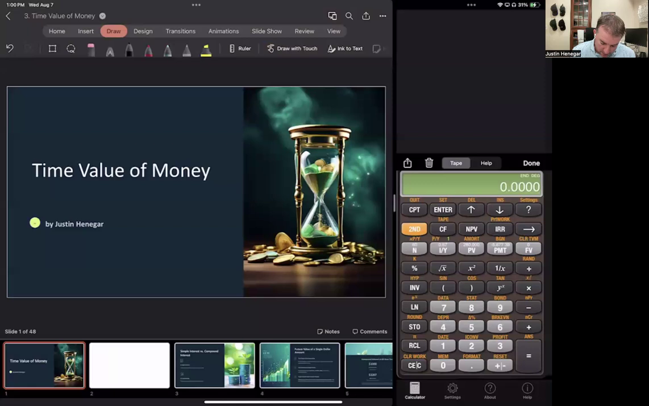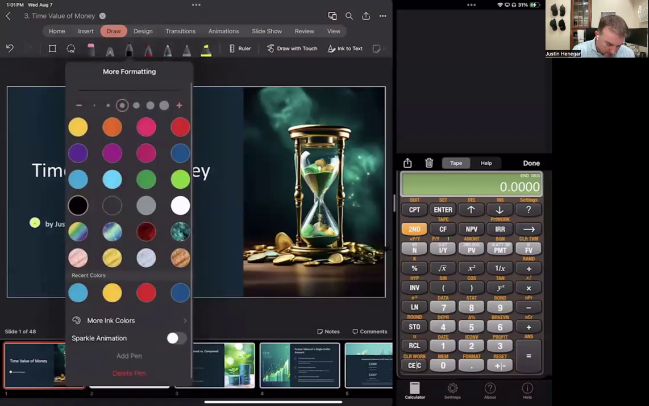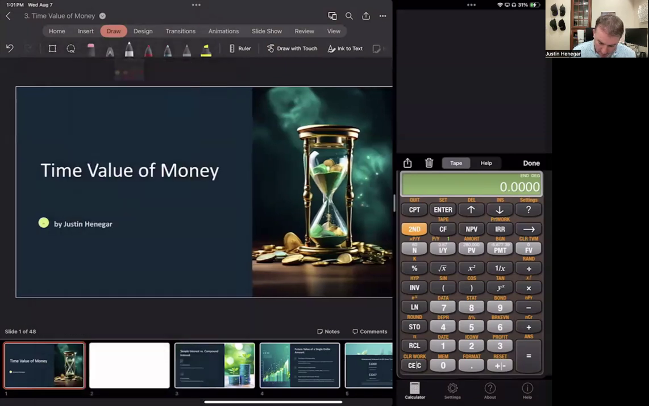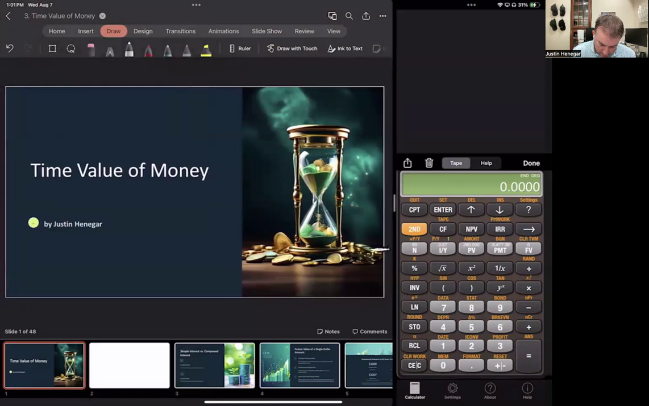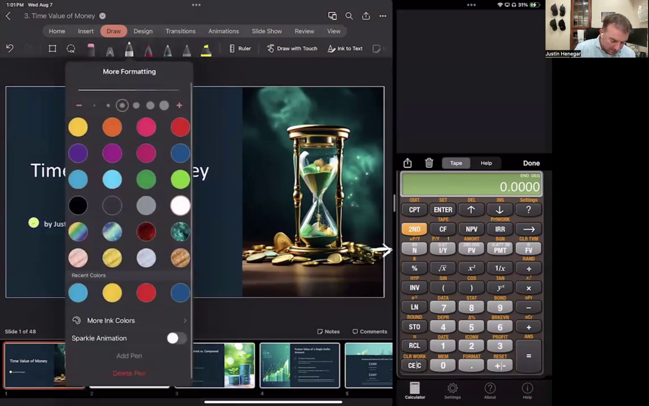So we're looking for this row right here. That's what we'd like to have for our calculator.